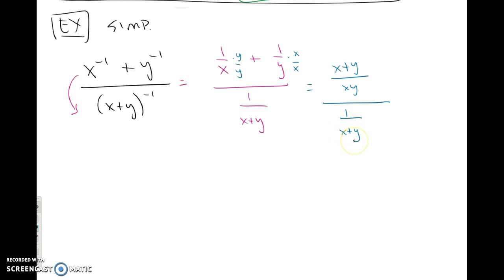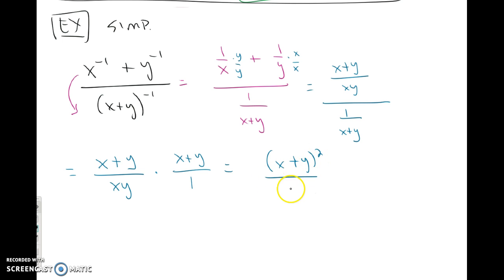I'm going to take the top fraction multiplied by the reciprocal of the bottom. So I'm going to get the quantity x plus y squared over xy. Restrictions. In the original problem, x cannot be equal to 0, y cannot be equal to 0, and right here, we know x plus y cannot be equal to 0.